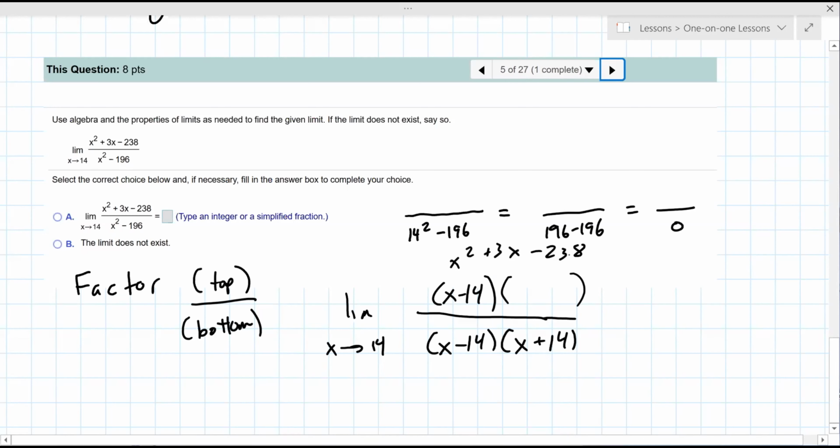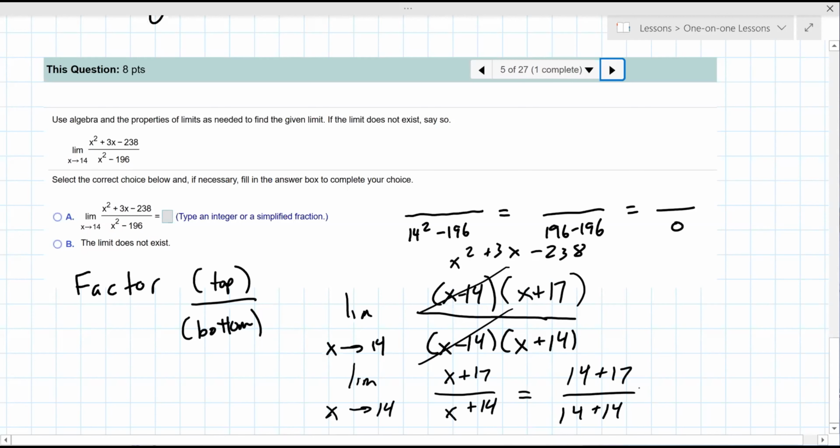There's a couple of ways you can do it. You can figure out what 238 divided by 14 is, or you could figure out what's 3 away from 14, so it ends up being x plus 17. And then what do you just cancel out? Those cancel, and then you were supposed to rewrite it. Like if you had to show some work, you'd have to rewrite it here. And then you go back and you try it again. Put 14 in, you get 14 plus 17 over 14 plus 14, 31 over 28.